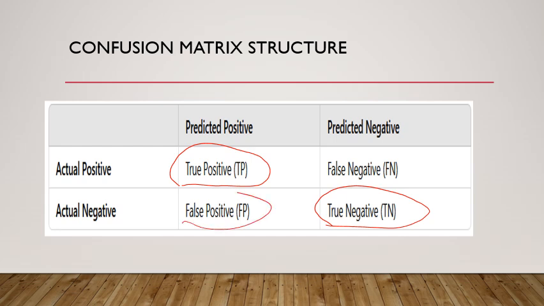We also have here the false positive. False positive is the number of cases where the model incorrectly predicted a positive class, also known as a type 1 error. And then the last part, we have here our false negative. False negative is the number of cases where the model incorrectly predicted a negative class. It is also known as our type 2 error.